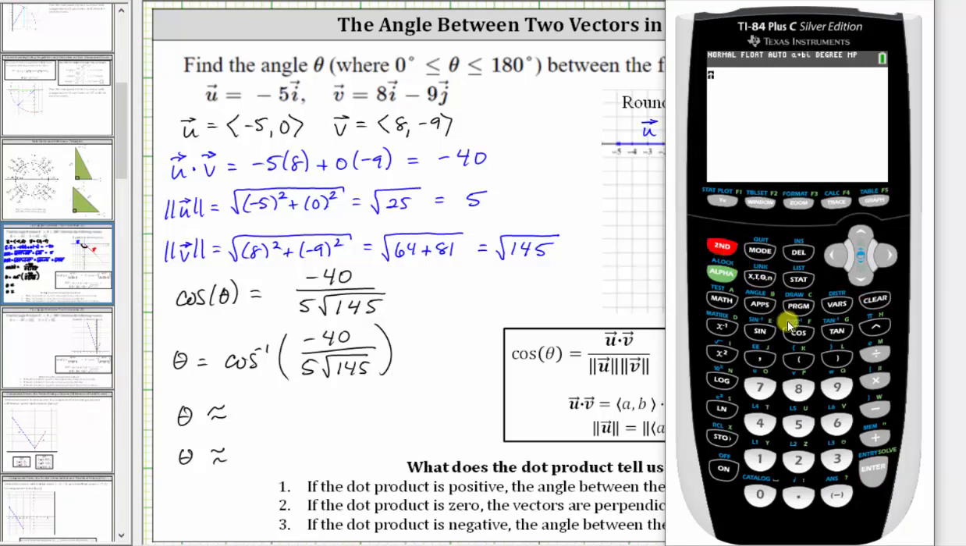And now we press second cosine for inverse cosine, and then we enter -40 divided by, now we need to be careful here because the 5 and the square root are in the denominator, and therefore we need parentheses around this product. So we have open parenthesis 5 second x squared for the square root, 145, right arrow, close parenthesis for the denominator, and then close parenthesis for the input of inverse cosine, and enter. Notice in the 5th decimal place we have a 3, and therefore we round down to 131.6335 degrees.